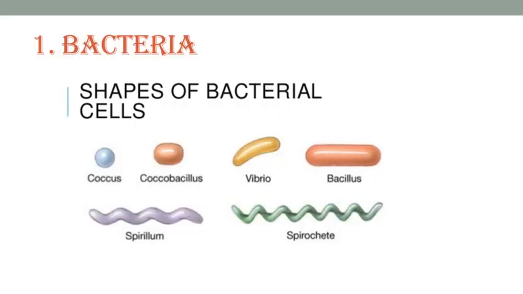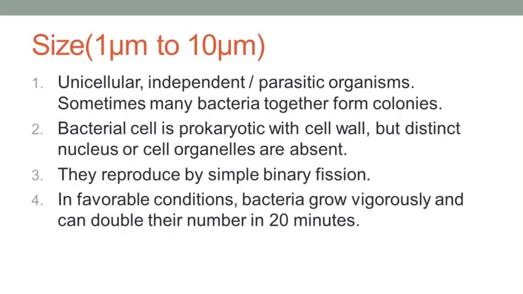Now here we can see the shapes of the bacterial cell. All of these are shapes of the bacterial cell. First is coccus, which is round in shape. Second is cocobacillus. Third is vibrio, which is comma shaped. Bacillus is rod-like, and spirillum is in spiral shape. And last is the spirochete. Now we will see more about the bacteria. The size of the bacteria is 1 micrometer to 10 micrometer.